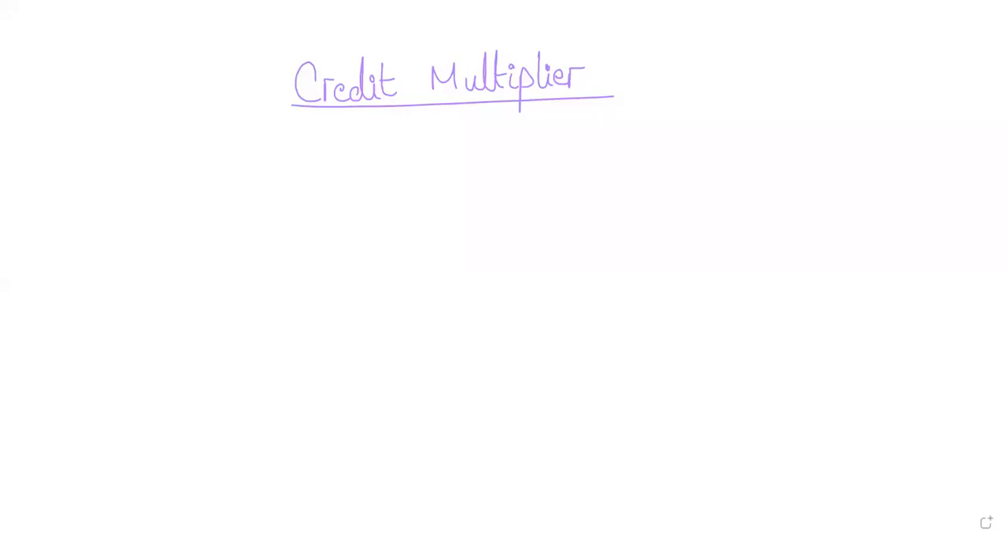So we said credit multiplier is a process through which we will understand how commercial banks create money, right? Let me write that down for you. It is the concept that explains how commercial banks create money.